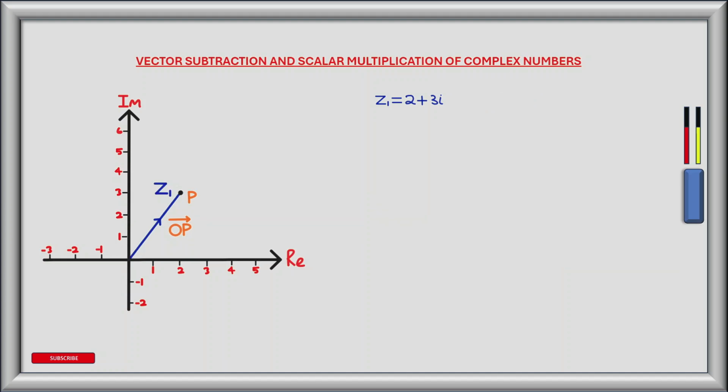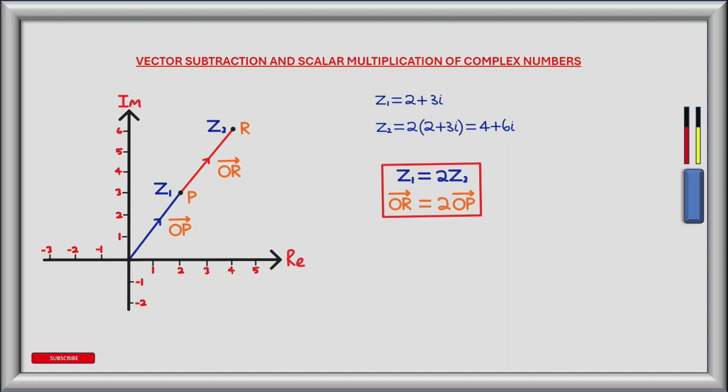Now let's explore the multiplication of a complex number by a scalar and its representation on the Argand diagram as a position vector. Consider the complex number Z1 equals 2 plus 3i, represented by the position vector OP. If we multiply Z1 by the scalar value of 2, we obtain complex number Z2, which equals 4 plus 6i. This can be represented on the Argand diagram by position vector OR.